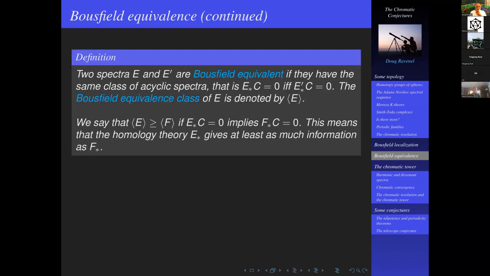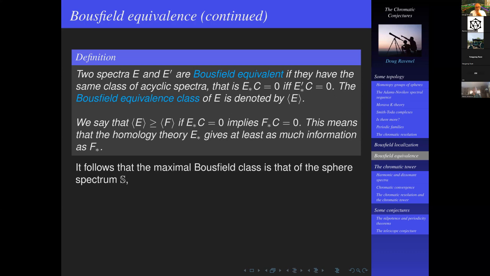And it follows that there's a maximal Bousfield class, which is that of the sphere spectrum, and there's a minimal Bousfield class, which is that of a point. And then there's lots of stuff in between.